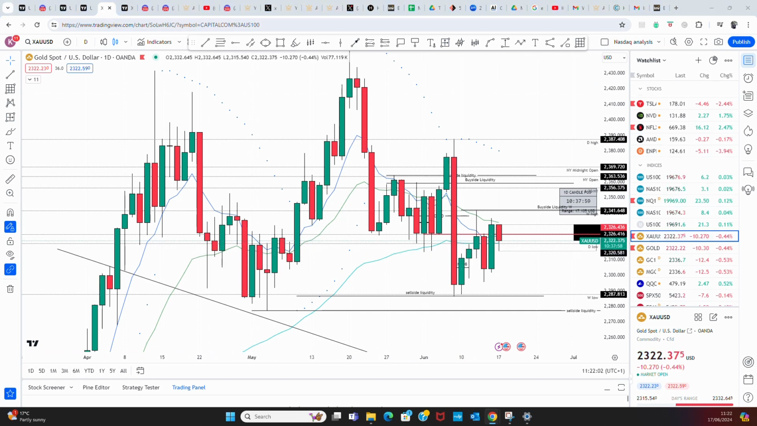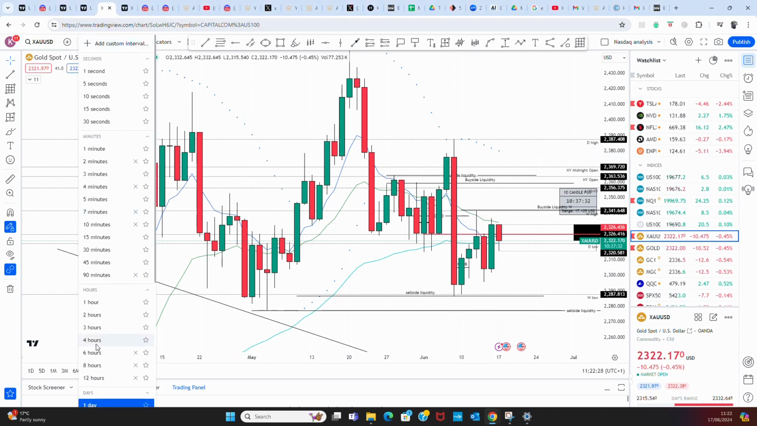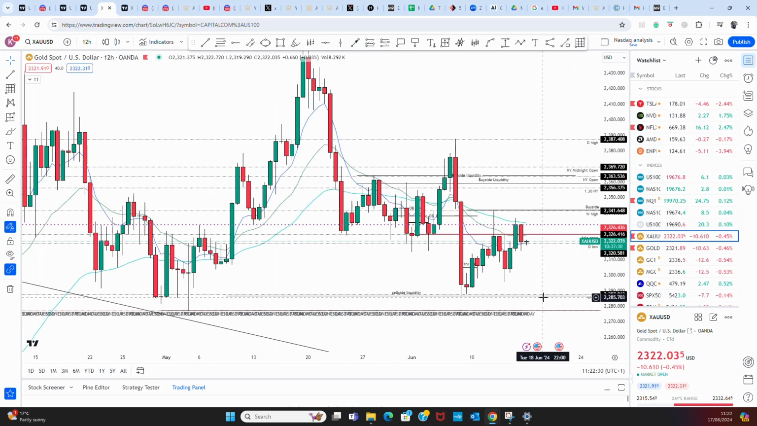So overall expectation, longs to take 23.41 before potential sells. Again, this is an intermediate term high here. Hour.